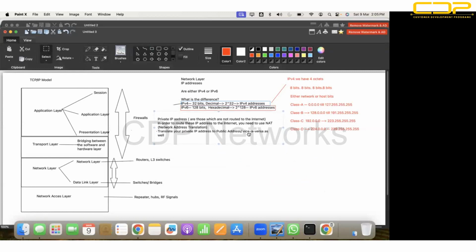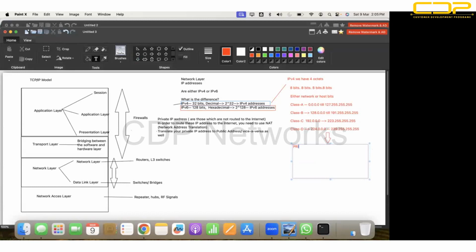Yes, exactly. And what are the ranges? In class A it is 10.0.0.0 to 10.255.255.255. And in class B it is 172.16.0.0 to 172.31.0.0. And in class C it is 192.168.0.0 to 192.168.255.255. Thank you.